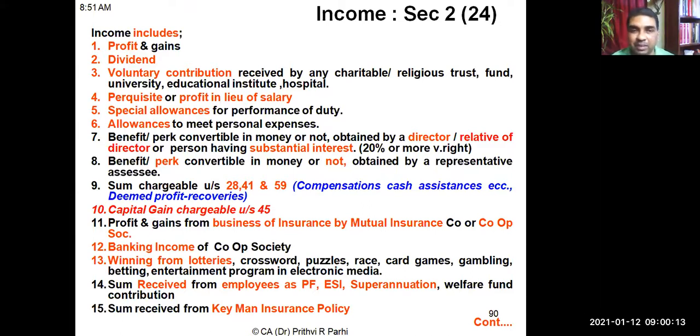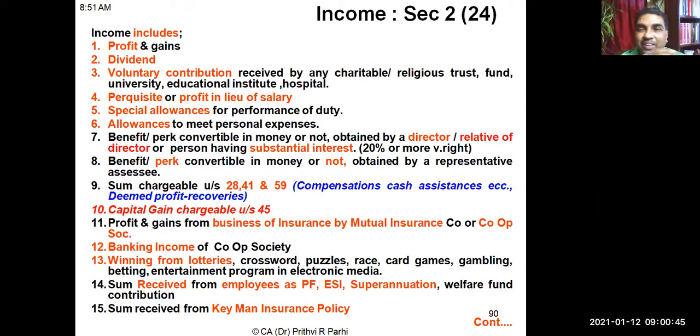What happens in many organizations? Certain money is contributed by employees, certain money is contributed by employer. Is it not? Employer contributes and employee contributes. Then employer adds some administration expenses, etc., and deposits with PF authorities. Okay. Superannuation means pension. So you can call it as pension fund.